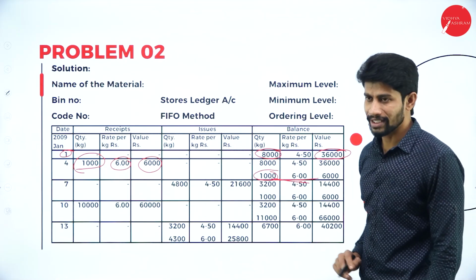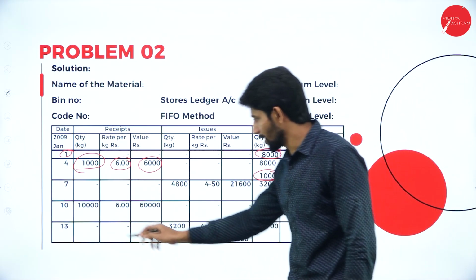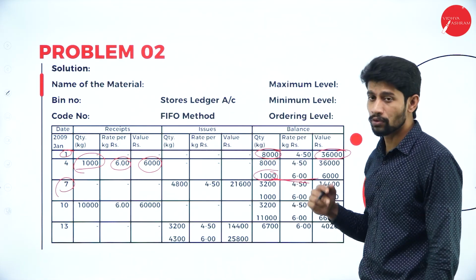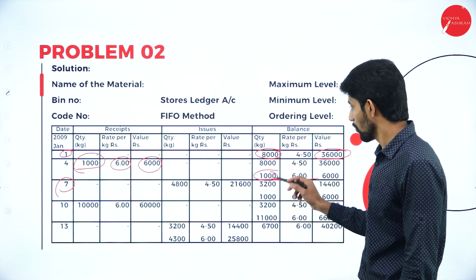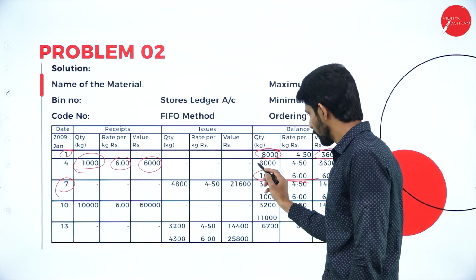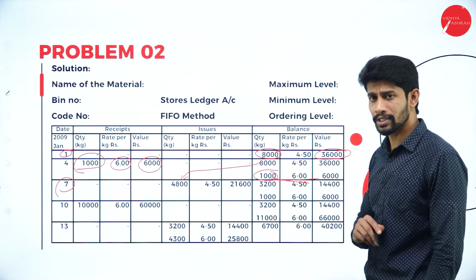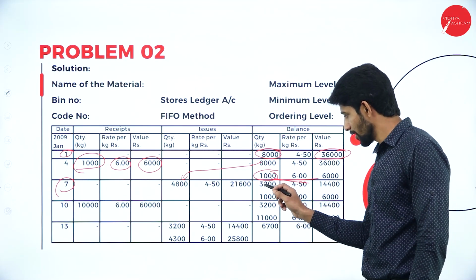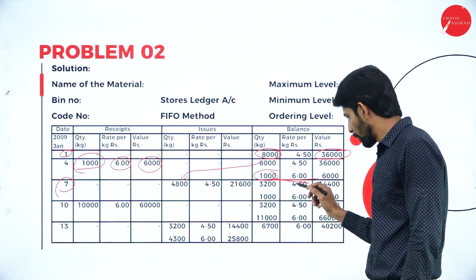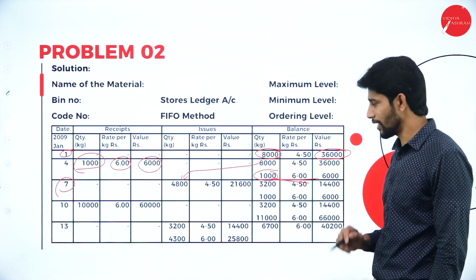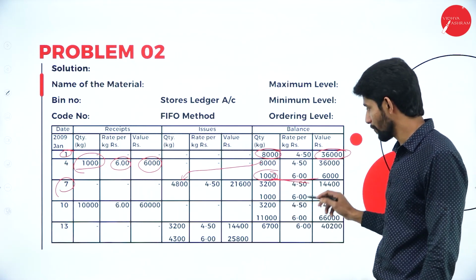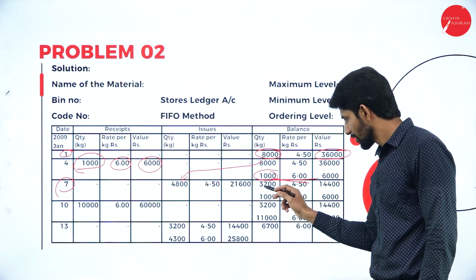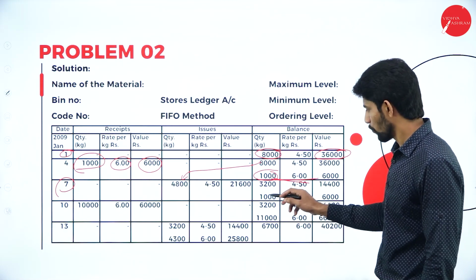of 4th Jan. And on 7th Jan, what is the entry? On 7th Jan, we issued, how much we issued? We issued 4,800 units. So you issue 4,800 from this 8,000. Again, what will be the balance? The balance will be 3,200 units, 4.5 per unit, 14,400, and 1,000. The same we will be writing, because in 8,000 we issued 4,800. What will be the balance in 8,000? 3,200. Right. Next, 1,000 units.